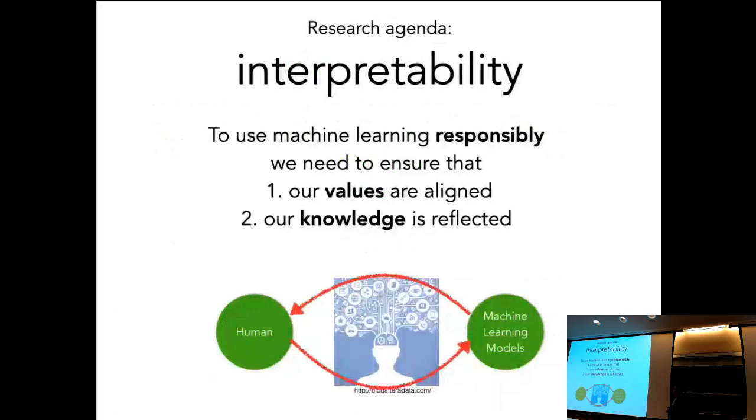As Kevin briefly mentioned, my research agenda is interpretability. How do we make machine learning models more understandable by humans, in particular humans who don't really know machine learning? I care about interpretability because machine learning is a very powerful tool and we want to use it responsibly. That means we ensure our values, like fairness, are reflected, and our domain expert knowledge, like doctors' expert knowledge, is appropriately reflected.